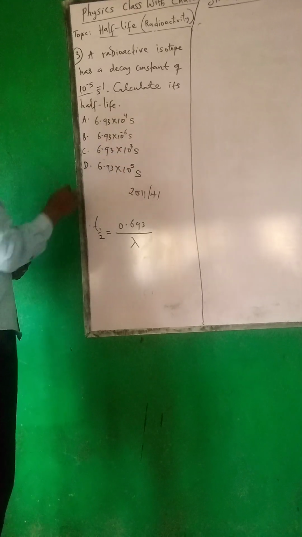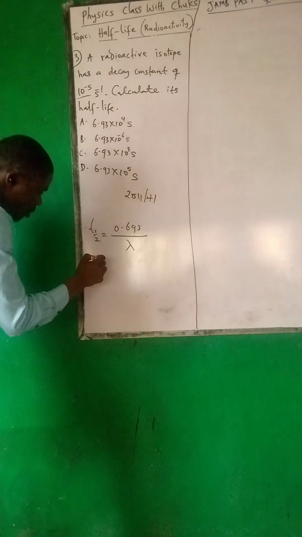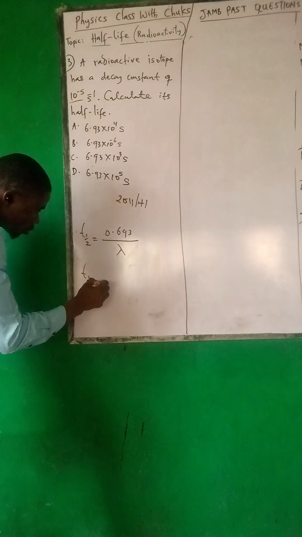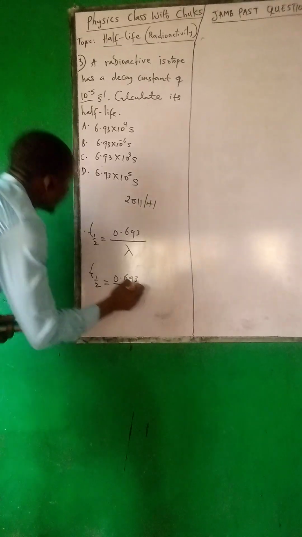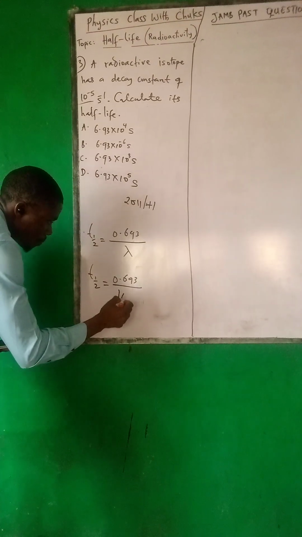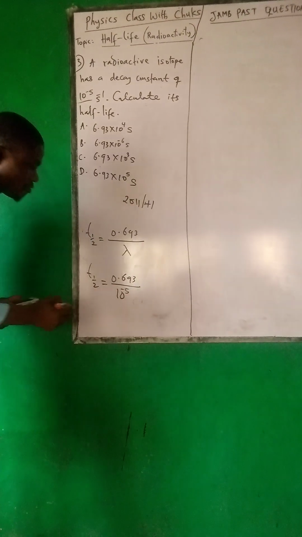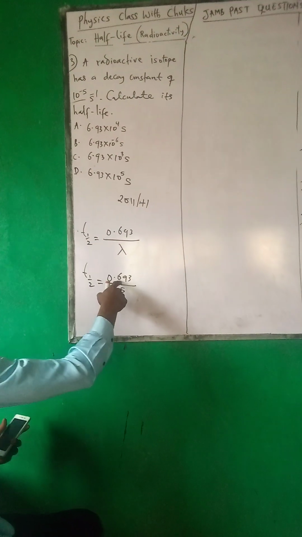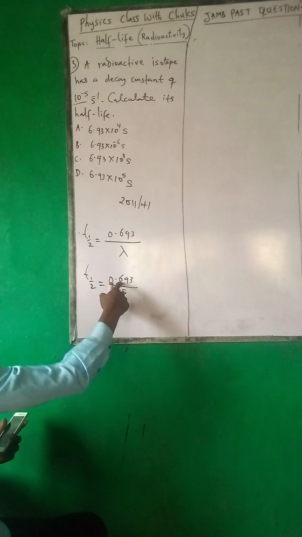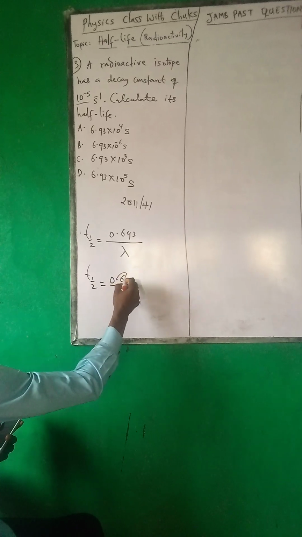So this is a decay constant. Now you substitute it. We're looking for half-life here. The half-life will be equal to 0.693 divided by 10 power minus 5. And I'm going to put that one in standard form. That should be like this.